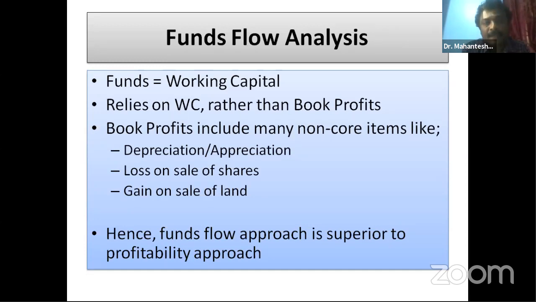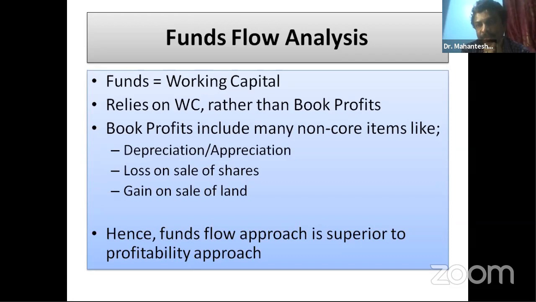Now, it relies on working capital rather than on the book profits. This is a very, very important and a very strong pillar of funds flow analysis that we need to understand, and we need to be convinced about the usage of the funds rather than the profits.